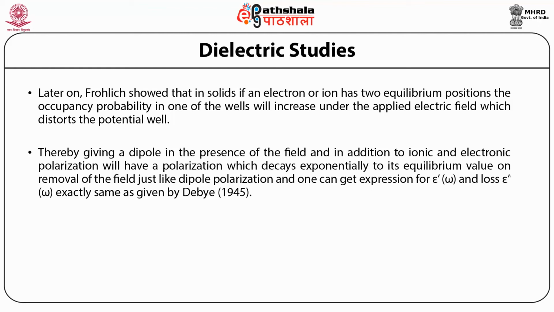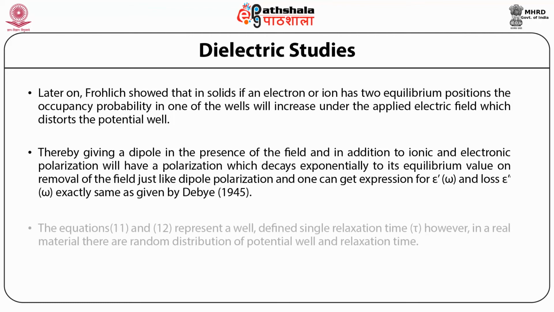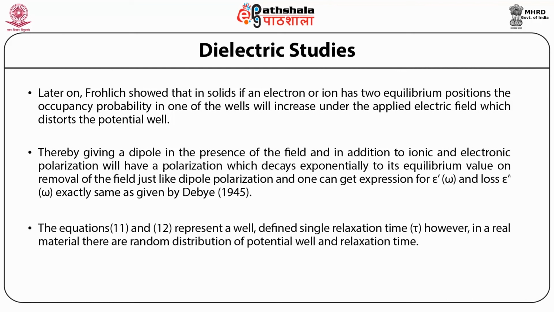on removal of the field, just like dipole polarization, and one can get the expression for epsilon prime of omega and loss epsilon double prime of omega exactly the same as given by Debye in 1945. The equations for epsilon prime of omega and epsilon double prime of omega, given as equations 11 and 12, represent a well-defined single relaxation time tau.